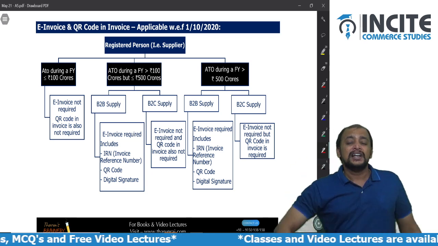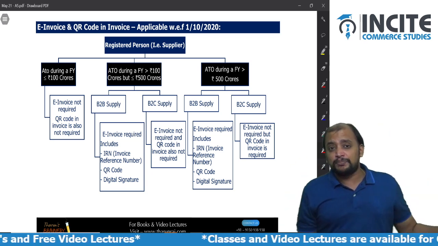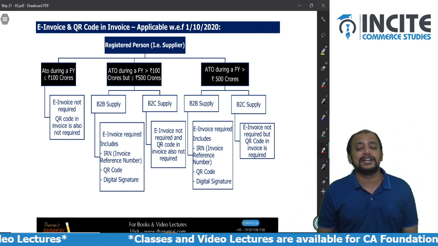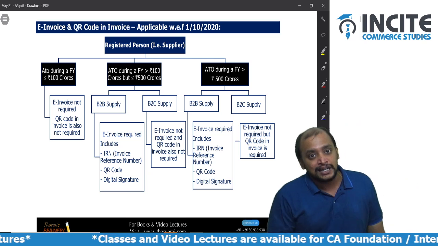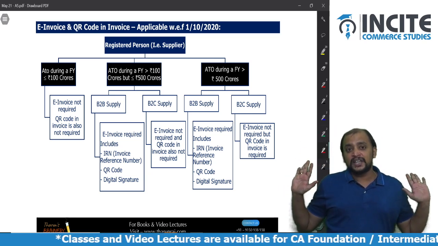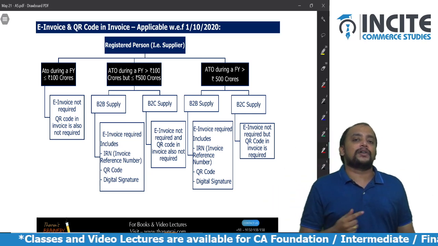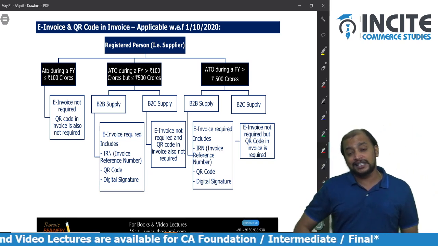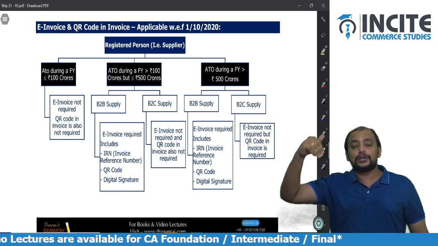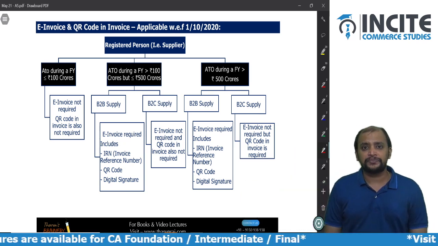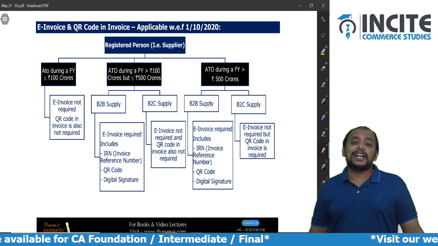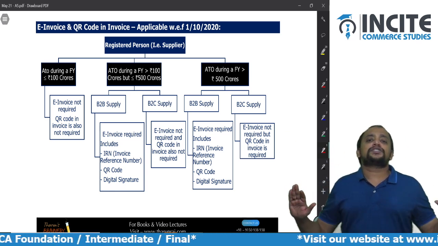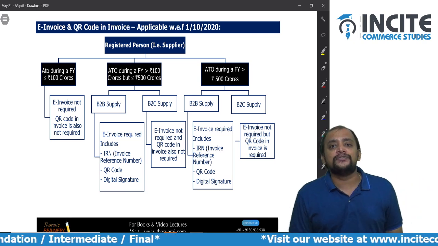Just remember this chart so that you will understand who is required to generate e-invoice. Aggregate turnover during any previous year starting from 17-18, because GST is applicable from 17-18 only, na? So if 17-18 exceeds 100 crores, e-invoice is required. And when is a QR code invoice required? If the aggregate turnover during any previous year starting from 17-18 exceeds 500 crores, then a QR code invoice is required. Now, even if it exceeds 100 crores or 500 crores, e-invoice and QR code are not required in a few cases.